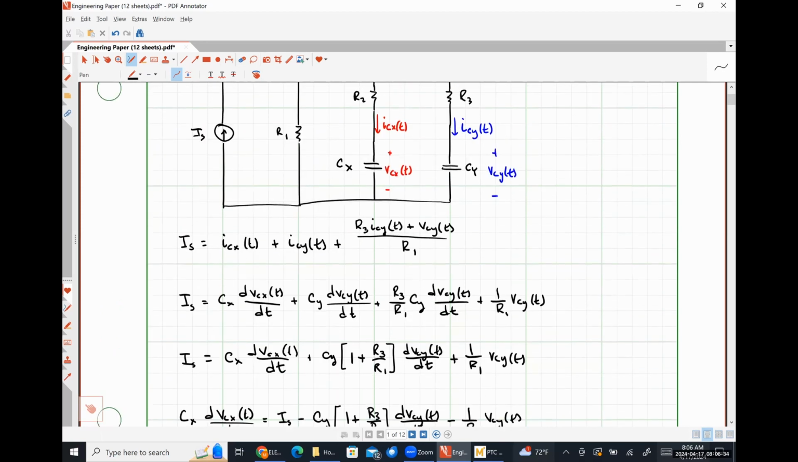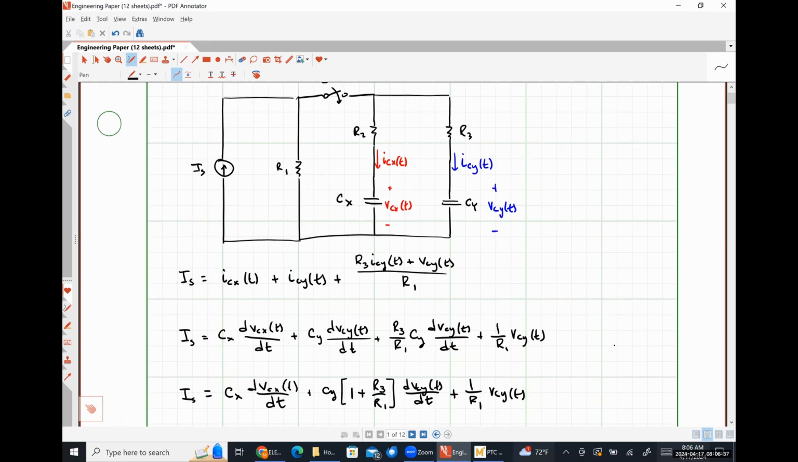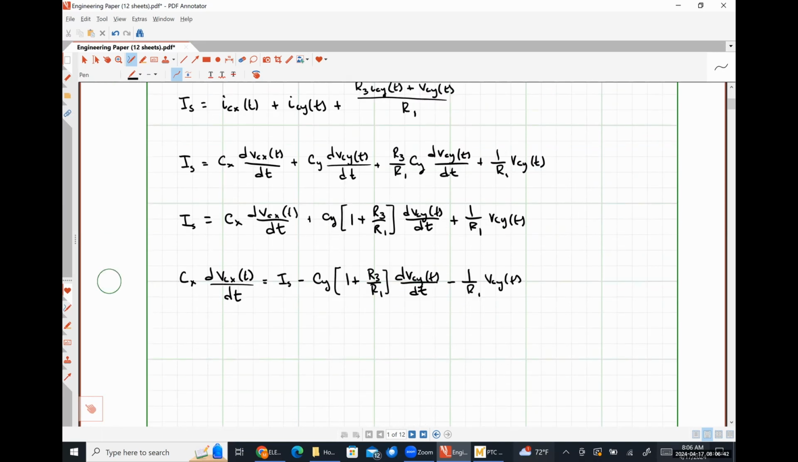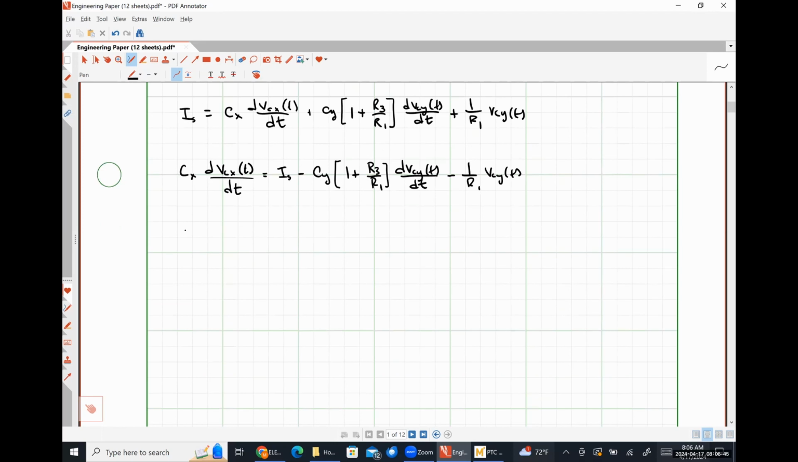Looking at our KVL expression, I'm just going to have the voltage drop across the branch containing CX is equal to the voltage drop across the branch containing CY. So that's going to look like, let me do it this way, R2 ICX plus VCX is equal to R3 times ICY plus VCY.